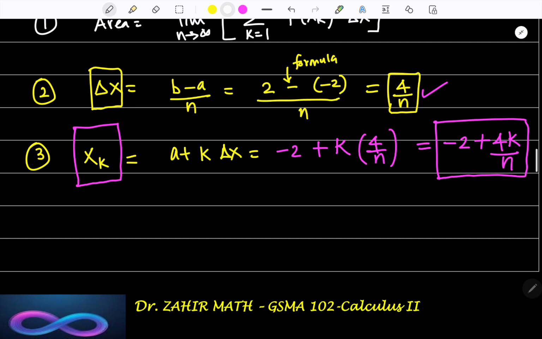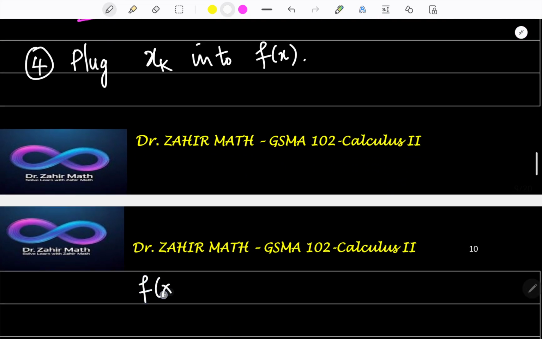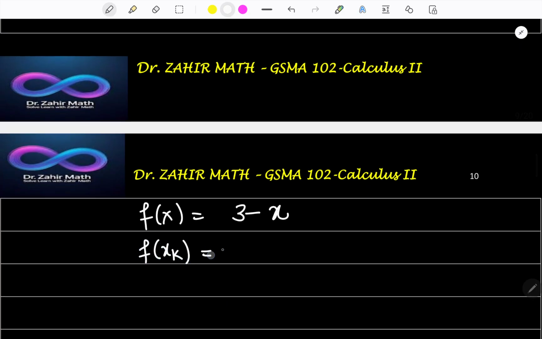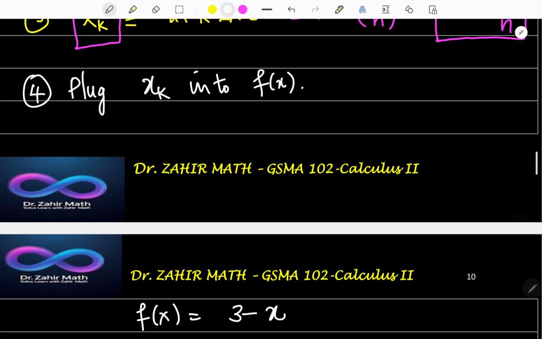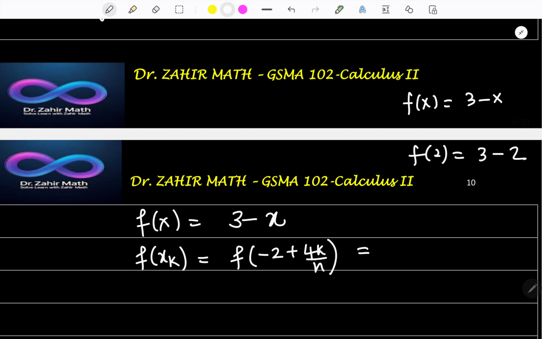Right. Now let's go to step number 4. What is step number 4? I said plug this xk into f of x. That's what I said. What is your f of x? Your f of x is equal to 3 minus x. Now what is your f of xk? Xk just now I calculated, which is minus 2 plus 4k divided by n. We are going to put this one. For example, if I give f of x equals 3 minus x and I ask f of 2, what do you do? 3 minus 2, you will put it, right?